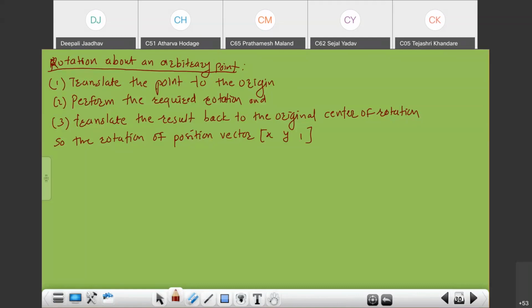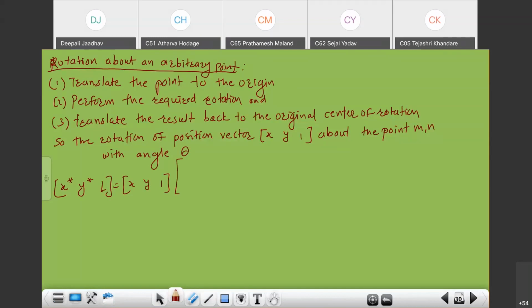xy1 about the point mn. We are rotating through some arbitrary point, not through the origin. So that point is mn, with angle theta. So I write here our new position vector. The result x star y star 1 is the original position vector xy1 multiplied with the transformation matrix.